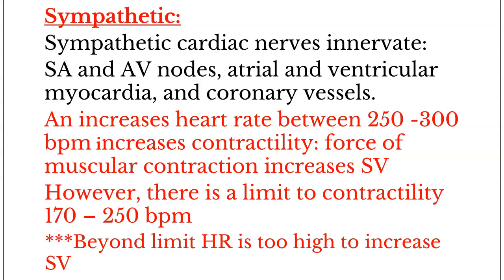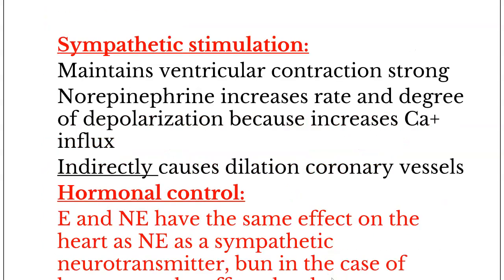An increase in heart rate and an increase in contractility will increase stroke volume as long as the heart rate stays between 170 and 250 beats per minute. Anything above 250 beats per minute, the heart is beating too fast to pump enough blood out. Therefore, stroke volume is going to decrease, not increase. So sympathetic stimulation maintains ventricular contraction strong.